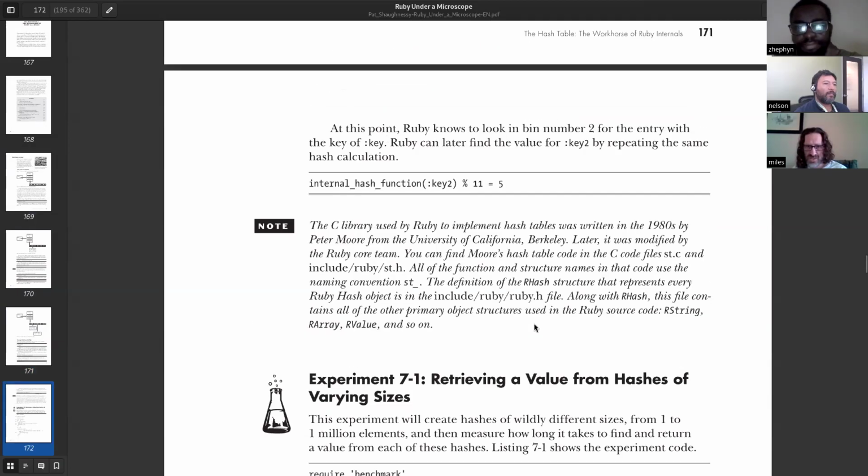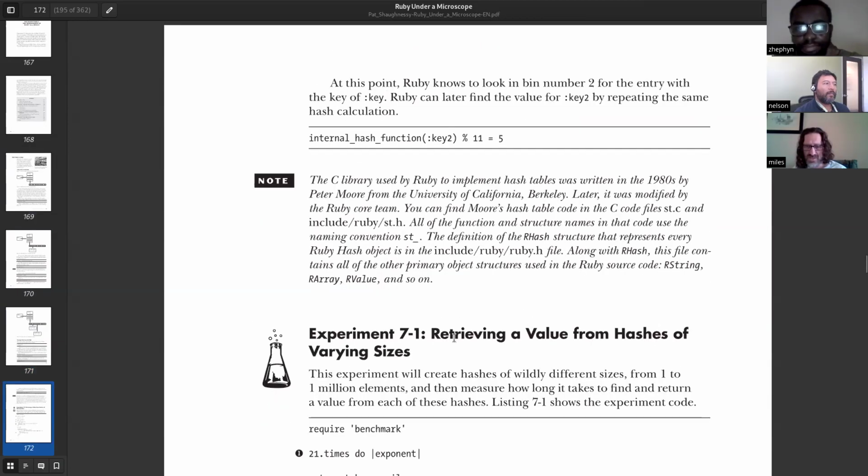So scrolling through here, length from hashes of varying sizes. He does an experiment here. Oh, here was that thing you were mentioning. So it was from Berkeley and it was in the 80s.